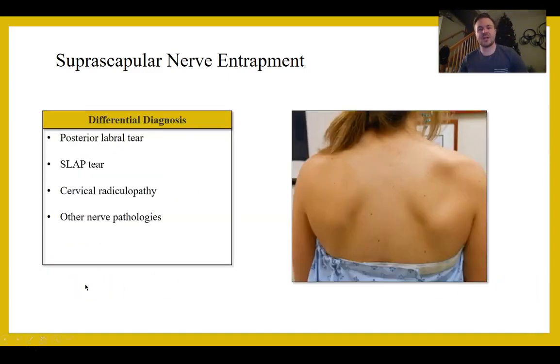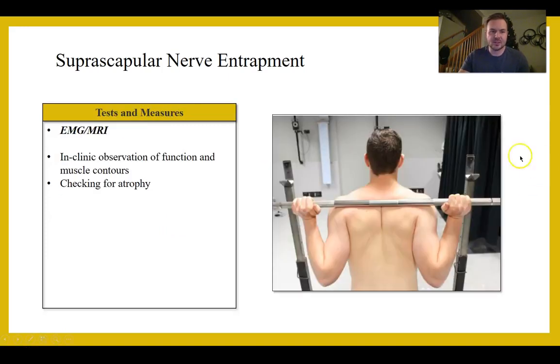In terms of differential diagnosis, you want to try to see if what they're dealing with is maybe a labral tear posteriorly or SLAP tear, cervical radiculopathy, or other nerve pathologies. And again, you can see the muscle wasting here in the infraspinatus. So for tests and measures, really it's going to be an EMG and MRI, but your in-clinic observation of function and muscle contours, checking for atrophy, is going to be your biggest test and measure in clinic.